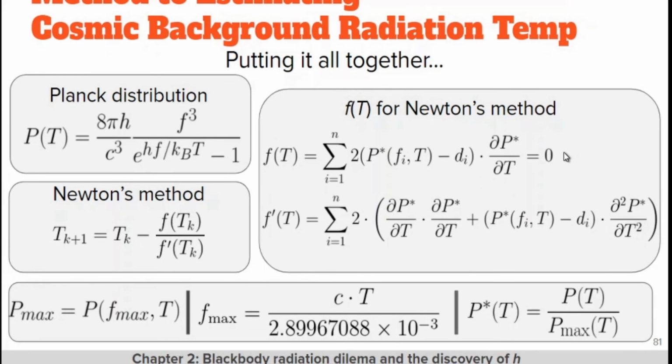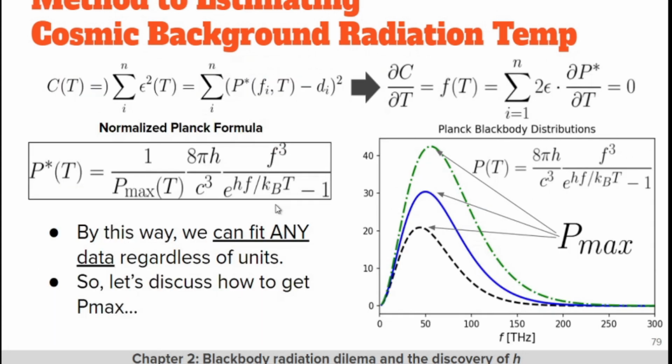And then we need the derivative of that, which is f prime, which we've worked out, and that is given by this expression. It's a little bit lengthy, but this is basically the result of taking the derivative of f prime.